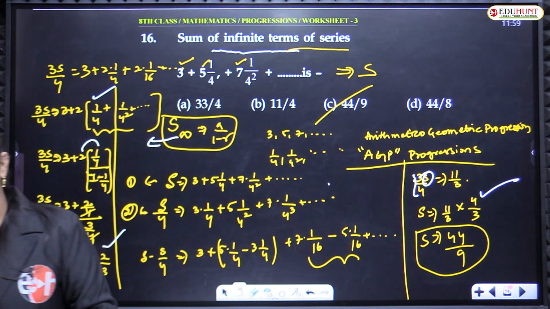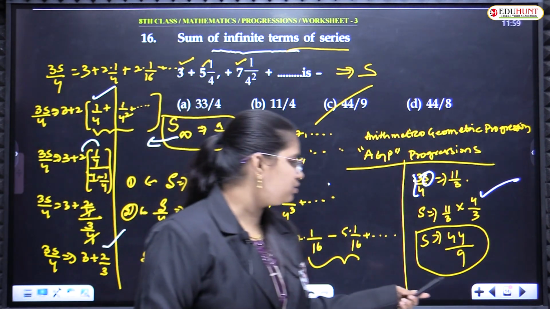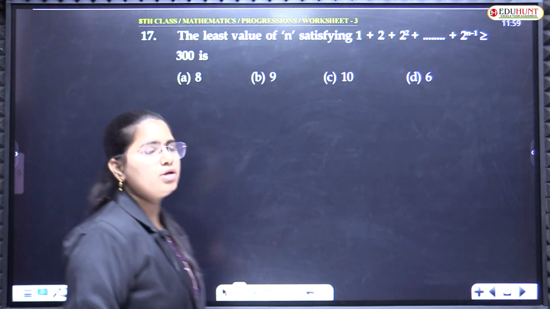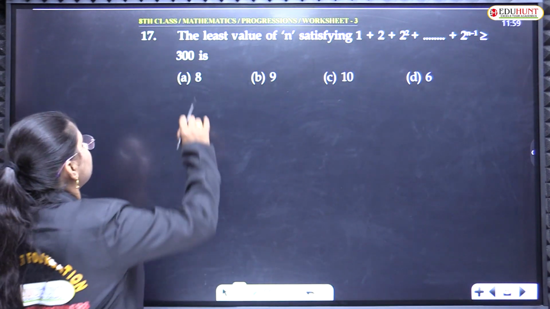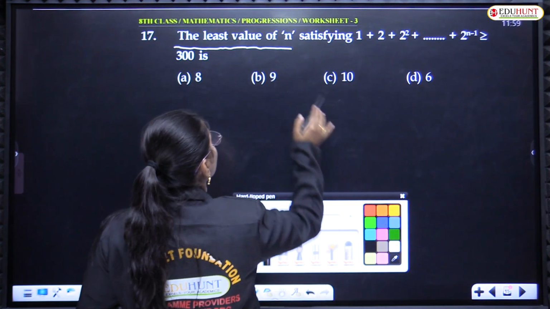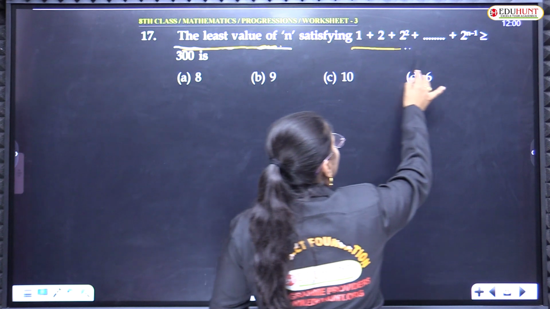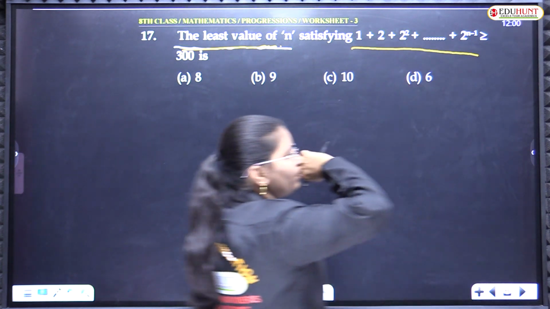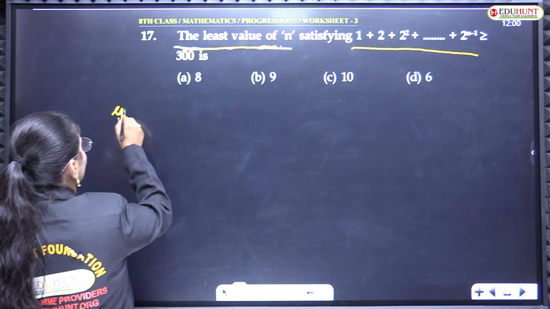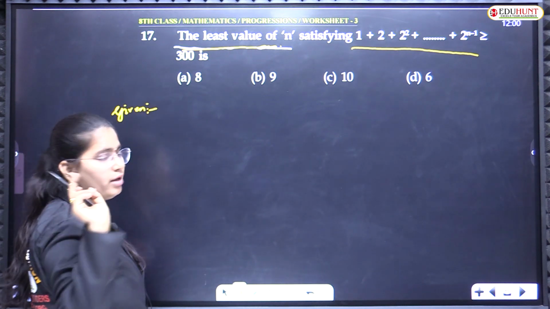If you are done with this, we'll get back to the next question. Can I go to the next one? Next comes question number 17. Here they are asking you to find the least value of n. What are they asking us to find? The least value of n satisfying 1 plus 2 plus 2 square up to 2 power n minus 1 must be greater than 300. So you need to find the least value of n.